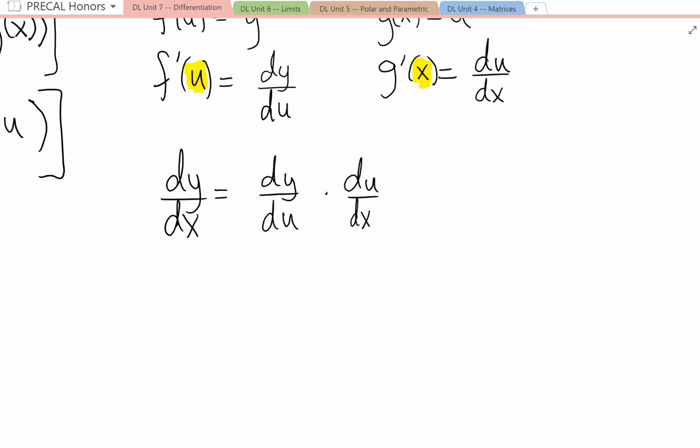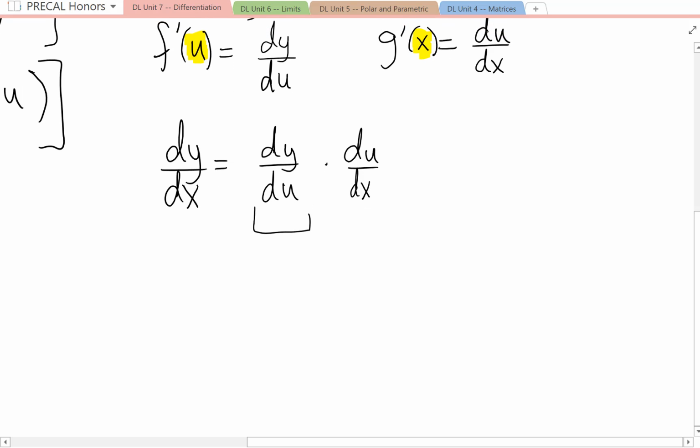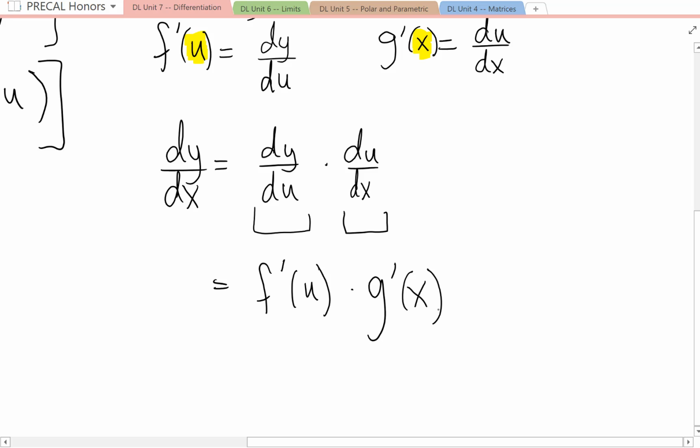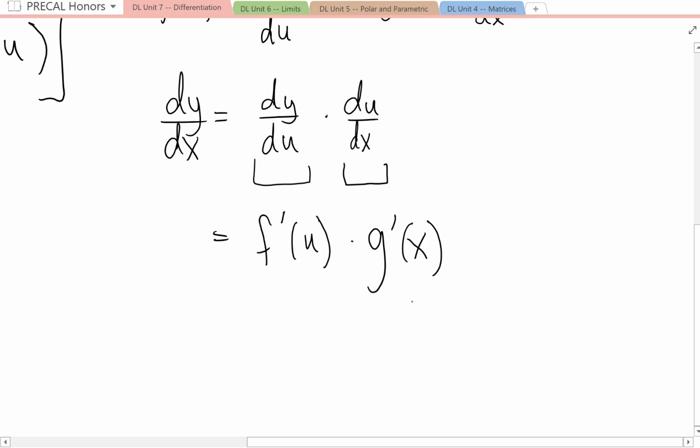But what does that mean in terms of f and g if we're given a composition of two functions f and g? Well, the derivative of y with respect to u can be rewritten as f prime of u, and the derivative of u with respect to x can be written as g prime of x. So multiplying the derivative of f with respect to u by the derivative of g with respect to x, we get the chain rule, the derivative of the composition of functions.